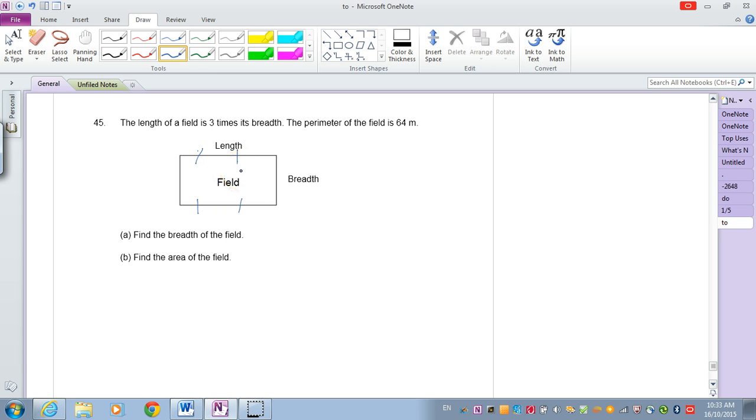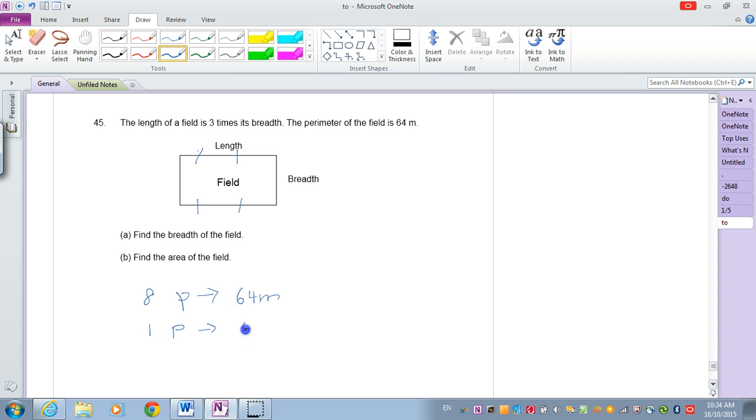So altogether, how many parts do I have? Let's count. I will have 1 part here, 2 parts, 3 parts, and plus a breadth for 5, 6, 7, and the other one 8. So 8 parts. So 8 parts give me 64 meters. So what is 1 part? I have to find out what is 1 part.